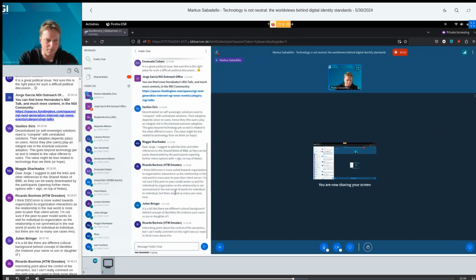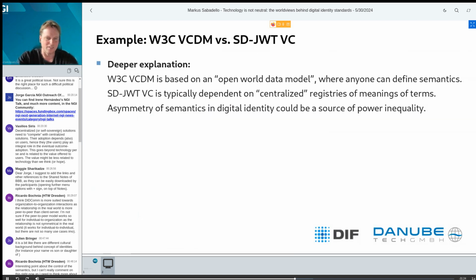All right. Different cultural backgrounds between concepts of identities, your name versus son or daughter of. Need to think about this more. Yeah, I also need to think about this more.